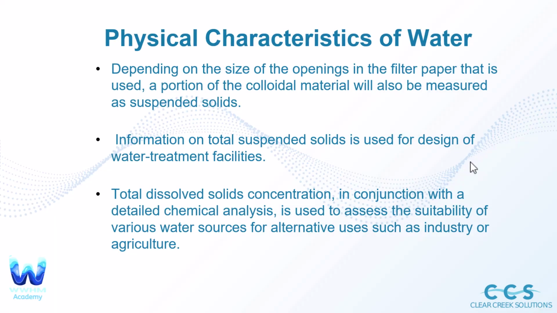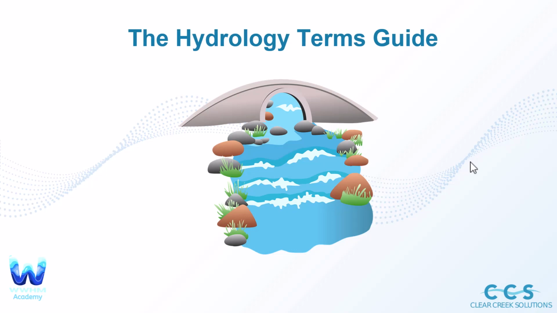So what are some additional physical characteristics? Well, depending on the size of the openings in the filter paper that is used, a portion of the colloidal material will also be measured as suspended solids. Information on total suspended solids is used for design of water treatment facilities, and the total dissolved solids concentration, in conjunction with a detailed chemical analysis, is used to assess the suitability of various water sources for alternative uses such as industry or agriculture. So that's a quick basic review of water quality.